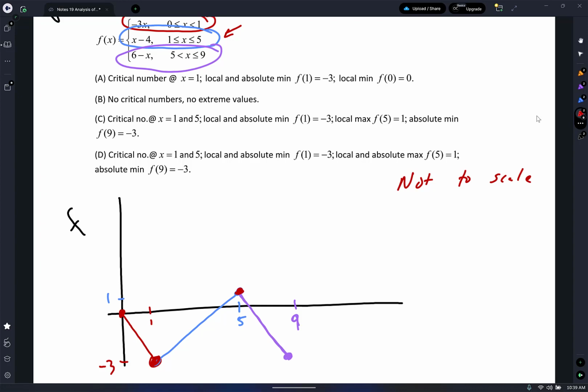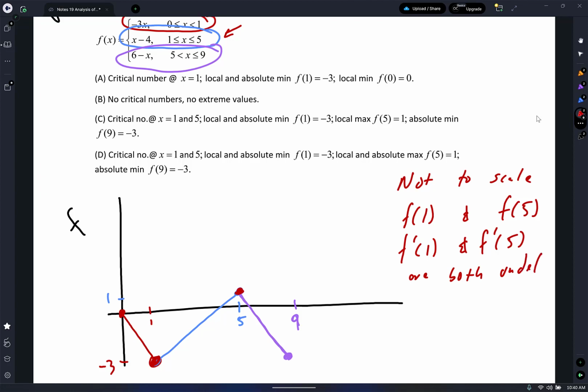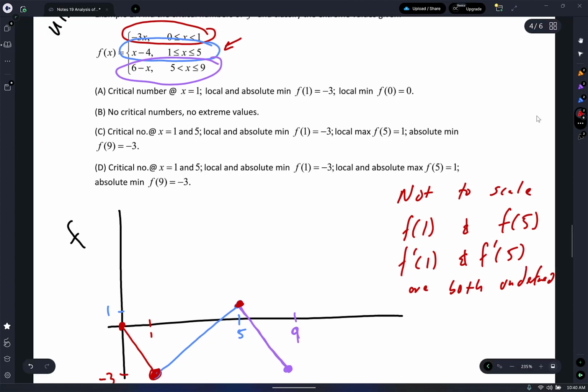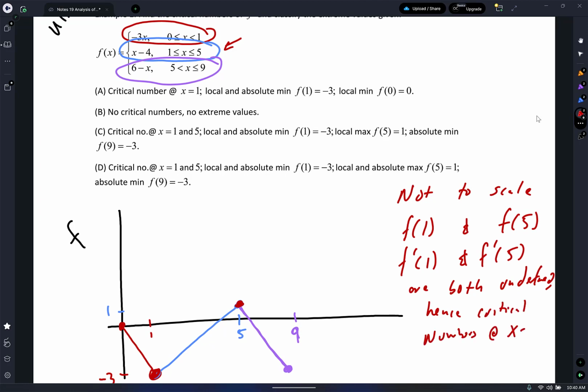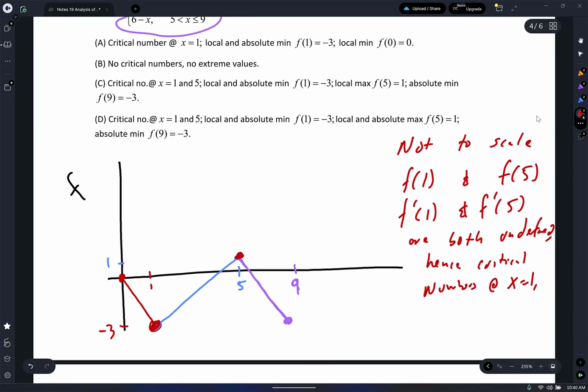Yeah, okay. Not to scale, and I want you to notice that I have critical numbers f of 1 and f of 5. The derivative is undefined, so that means those are critical numbers. So I'm going to write f prime of 1 and f prime of 5 are both undefined, hence critical numbers at x equals 1, 5. Cool or not cool?